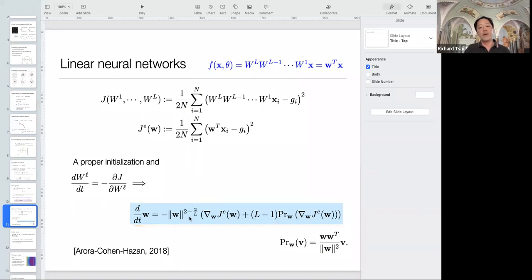It involves a weighting that depends on the number of layers. And then there's the gradient of this with respect to the end-to-end weight. And then there's also some kind of projection going on, and this projection will be weighted by L minus one, which also relates back to how many layers you have. This equation was derived in the paper by these three gentlemen at Princeton. I don't know where the other people are nowadays. So this is found there.